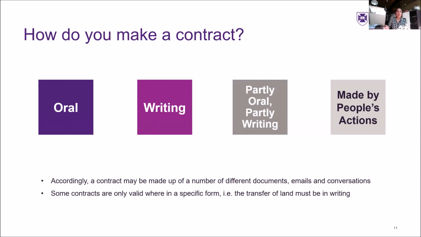However, as I said, you do have legislative requirements in some areas. Some contracts are only going to be valid if they take a certain form. So in Queensland, as an example, the transfer of land is dictated by legislation that it has to be in writing. So no oral agreements to transfer land are going to be held up by a court.